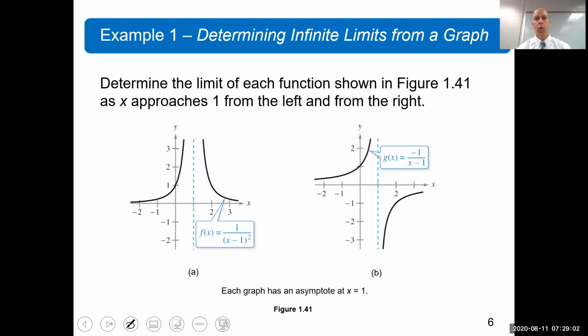So example 1 here, I've actually got 2 parts, A and B. It says determine the limit of each function shown in figure 1.3 as x approaches 1 from the left and from the right. So both of these functions have kind of different things going on. Our first function here is f of x equals 1 over the quantity x minus 1 squared, and our second function here, g of x, is negative 1 over x minus 1. Notice that each of these graphs has a vertical asymptote at x equals 1.